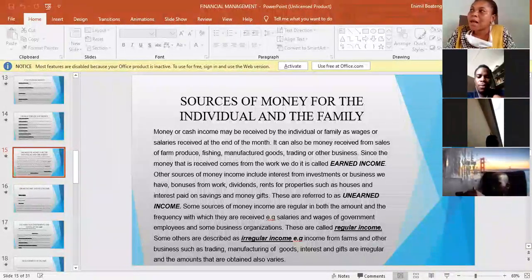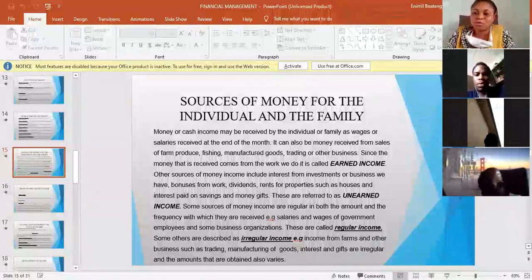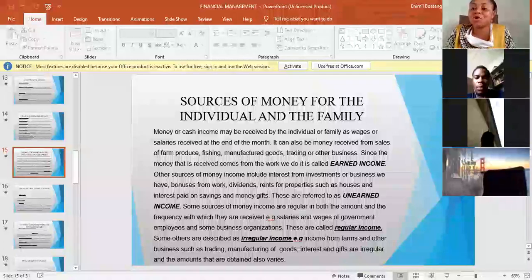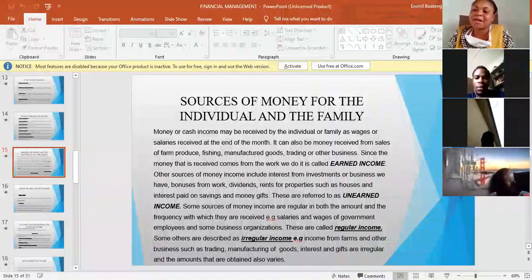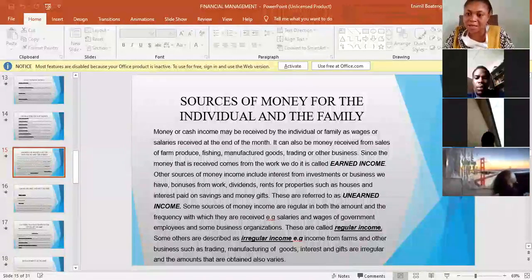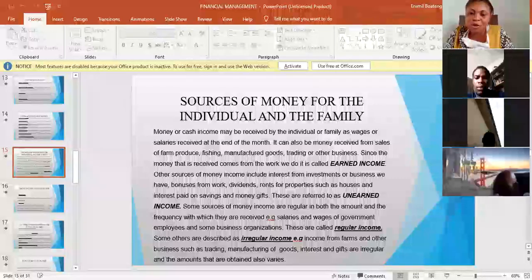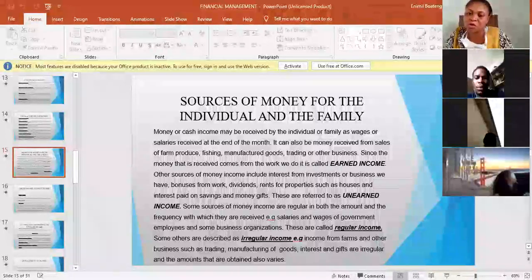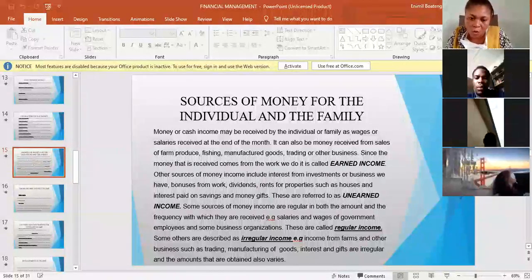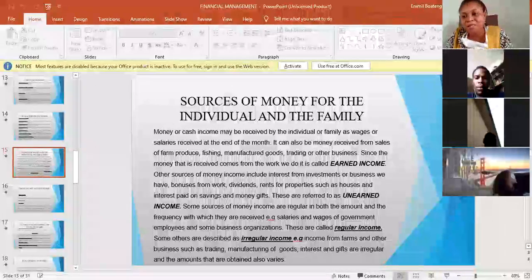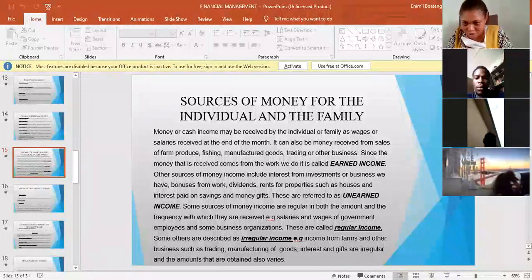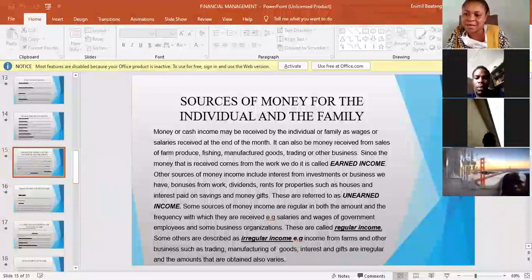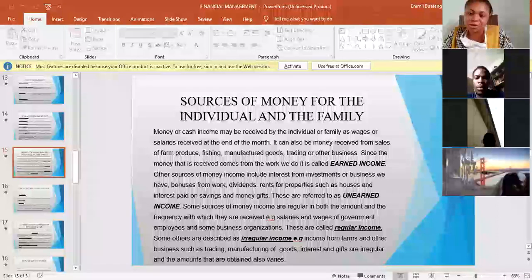Or you rented a house. The house probably is not even for you. Your grandfather's house, you rented it. The rent you receive, it is physical cash, but you didn't work for it. So it is unearned income. You didn't work for it. But those that you worked for is what is referred to as the earned income. And then the unearned income is what you did not work for, like gifts, interest that is paid on your investment. You did not actually work for it. It is the money you invested that have accrued some interest. So it is referred to as unearned income.